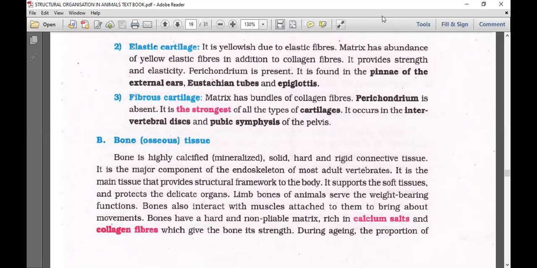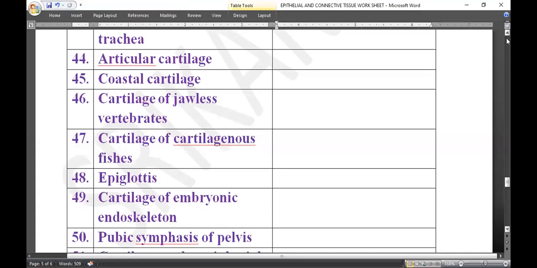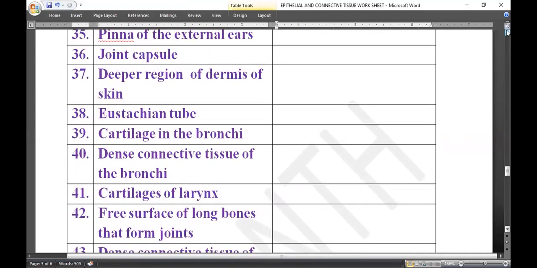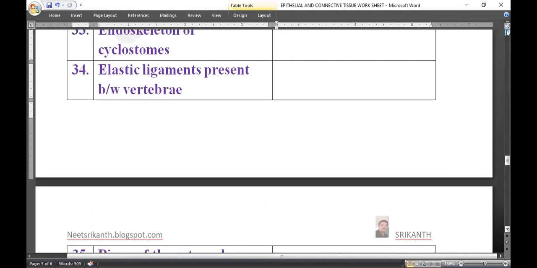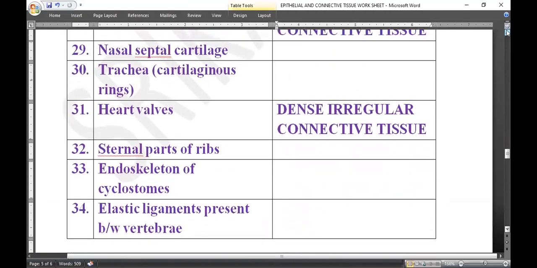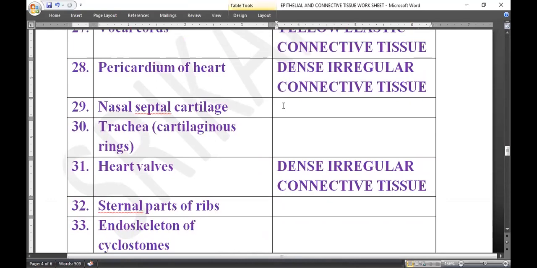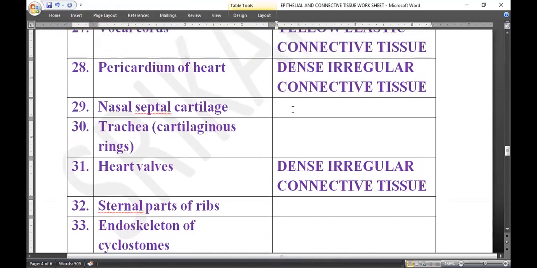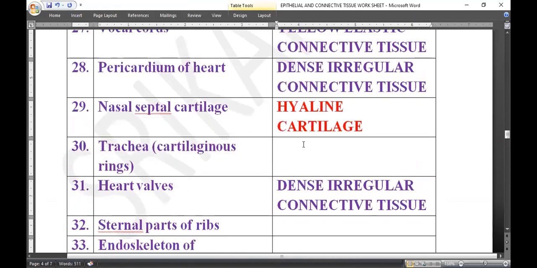We'll learn the examples and try to fill in the respective places. I think with your help I can do this, isn't it? Where we stopped, we continue with the chart. Trachea, nasal septal cartilage. We filled in some already, and now the nasal septal cartilage is hyaline cartilage. Very good.